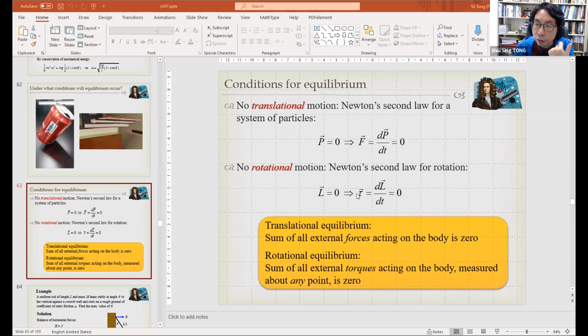Now we have another condition for equilibrium. This condition you might have learned in high school is that instead of just translational motion being in equilibrium, you also have rotational motion in equilibrium. So for a body that does not rotate, the total angular momentum is zero, right? So the net torque acting on that body, because the net torque is the rate of change of the total angular momentum, is also zero. And so these are the conditions for equilibrium.